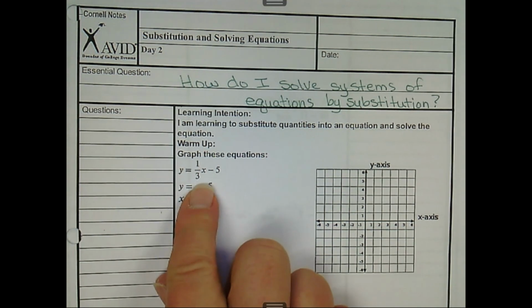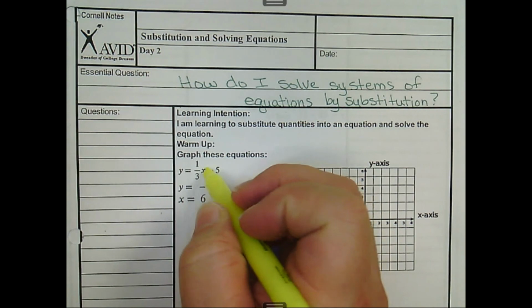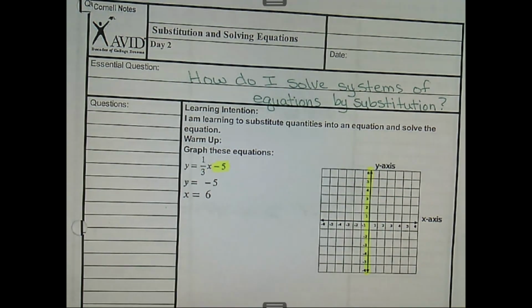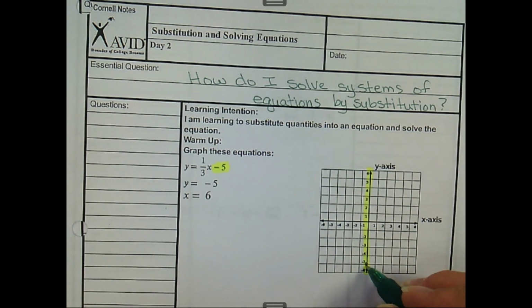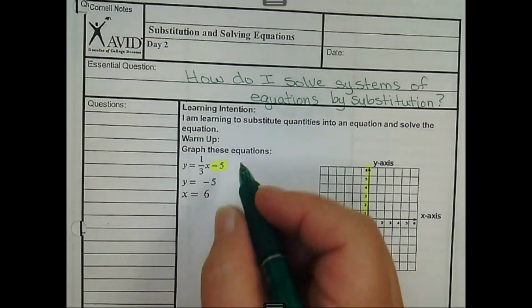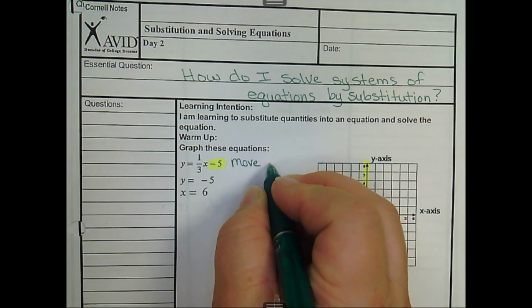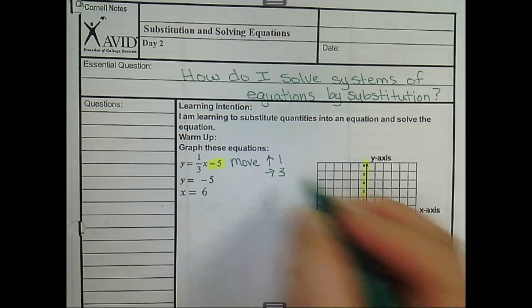As we're looking at the first one, remember we begin at the end with our b value. We begin on the y-axis. So I'm looking at -5. Here's 0, negative goes down, so this would be -5 right here. How do I move? It's 1/3, which means I go up 1 and right 3.